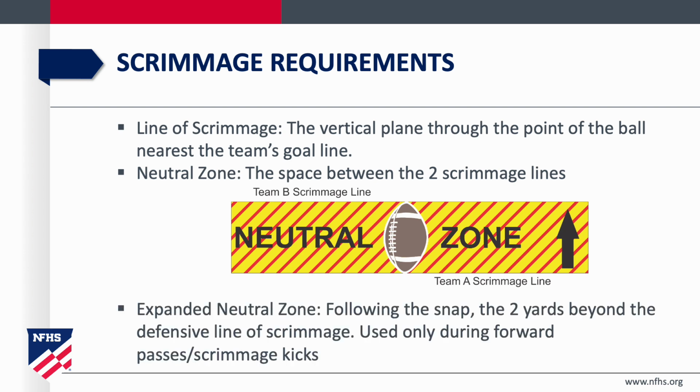Finally, the expanded neutral zone only exists once the ball has been snapped and only during plays with a forward pass or scrimmage kick. It extends 2 yards beyond the defensive line of scrimmage. During a scrimmage kick, the expanded neutral zone cannot extend into the end zone. The reason for the expanded neutral zone deals with the legality of blocking on forward passes and with first touching rules for scrimmage kicks. These will be covered in greater detail in later videos.